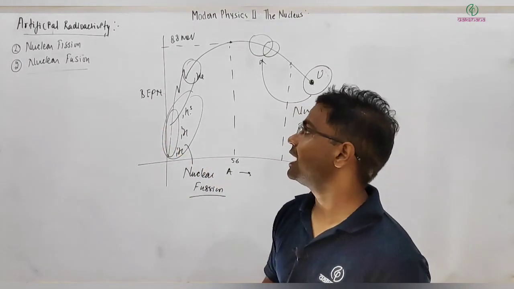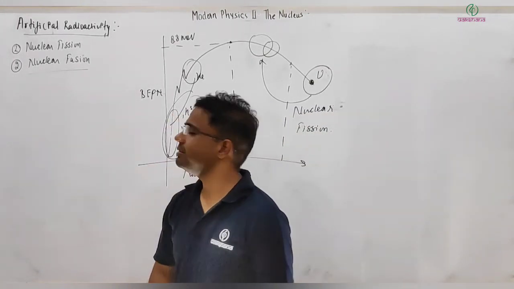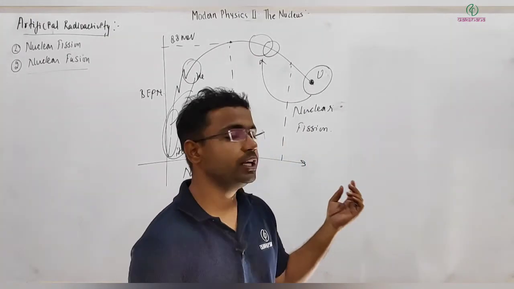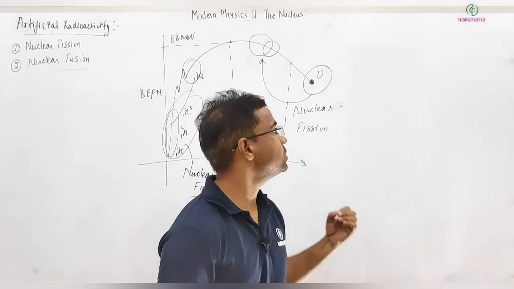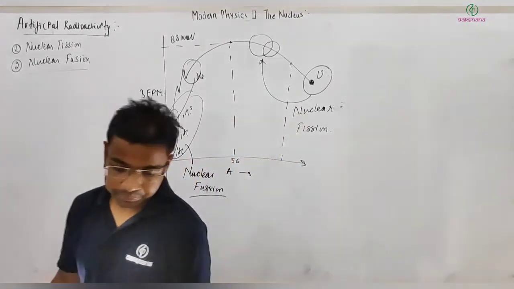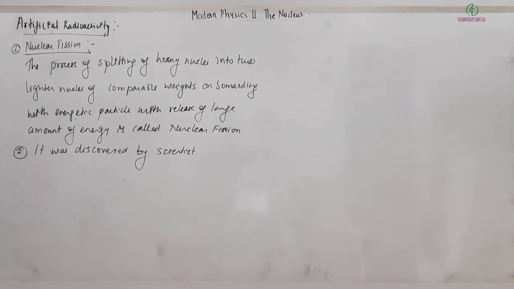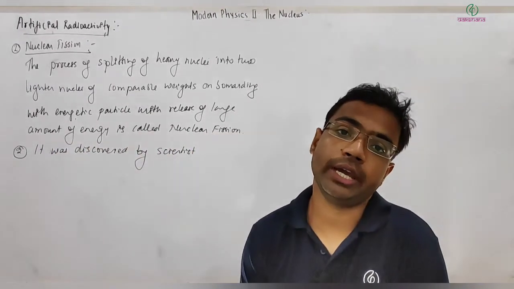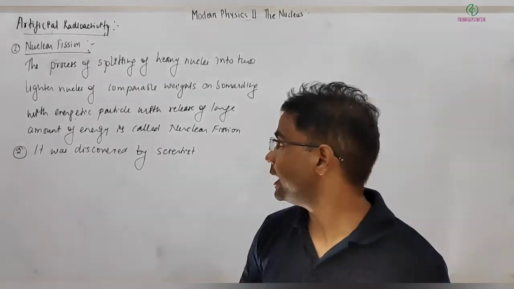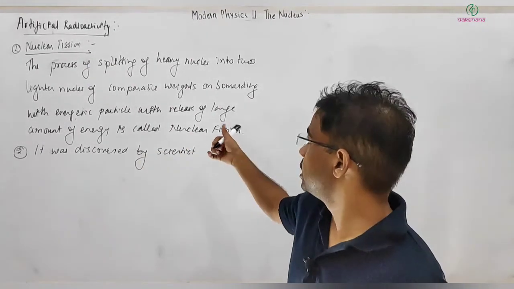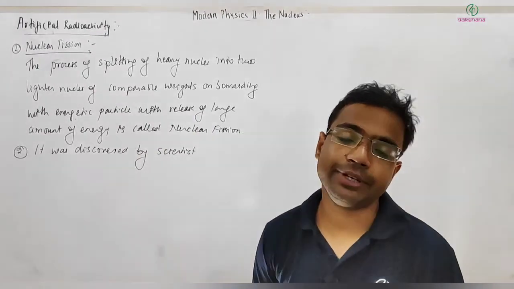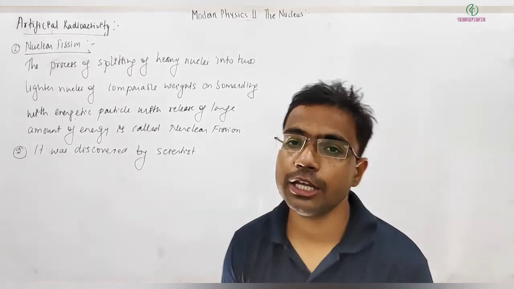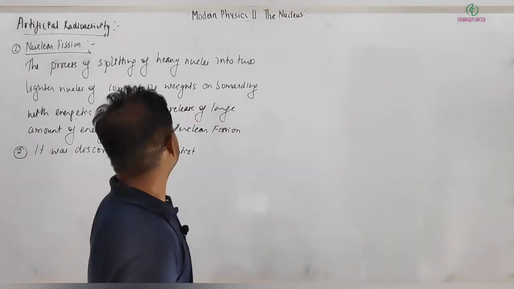So let me first tell you a little more detail about nuclear fission. These are more theoretical points, about what exactly is involved. I will write down those points and then explain them. Nuclear fission is the process of splitting of a heavy nucleus into two lighter products of almost comparable weights, with the release of a large amount of energy, on bombarding with an energetic particle. This process is called nuclear fission.